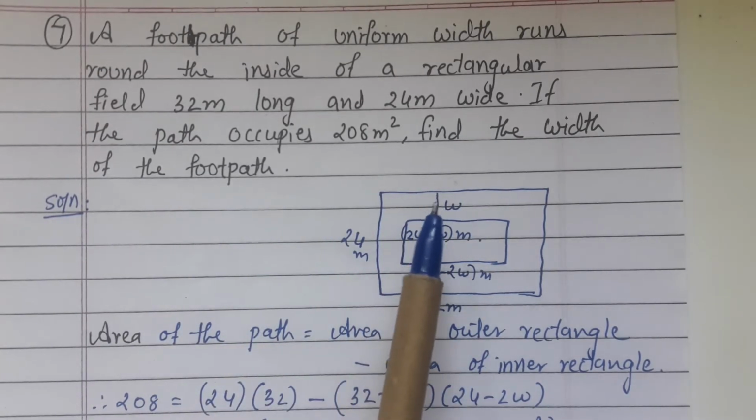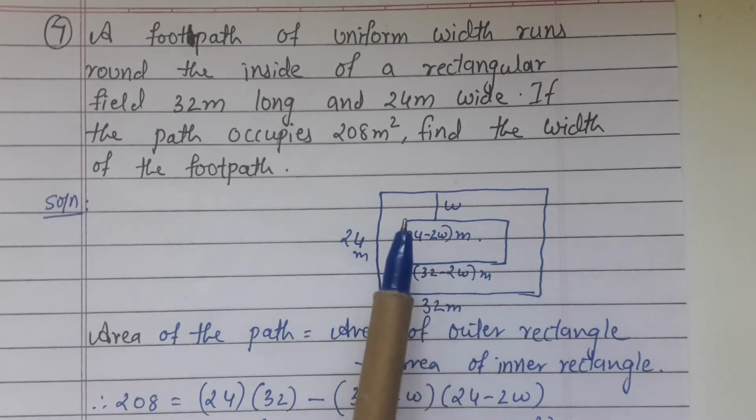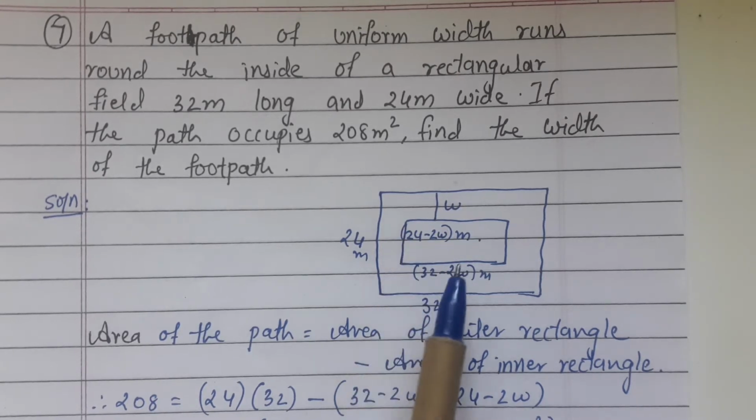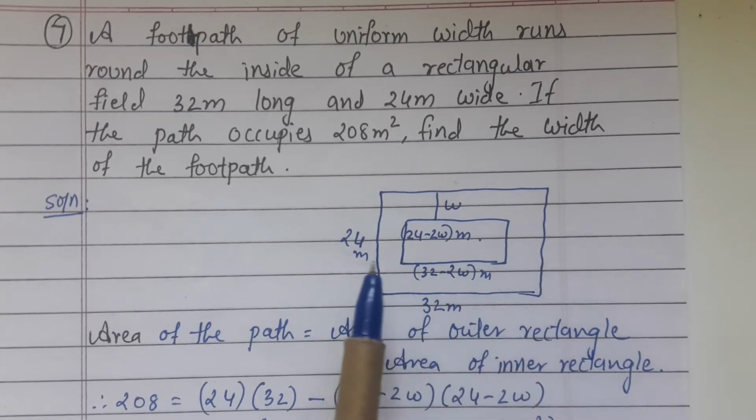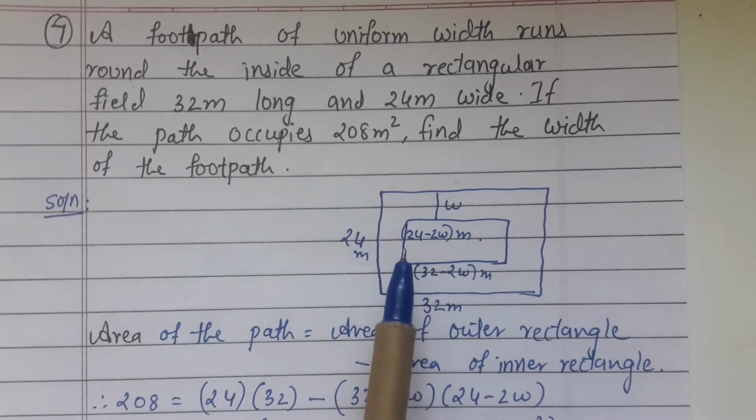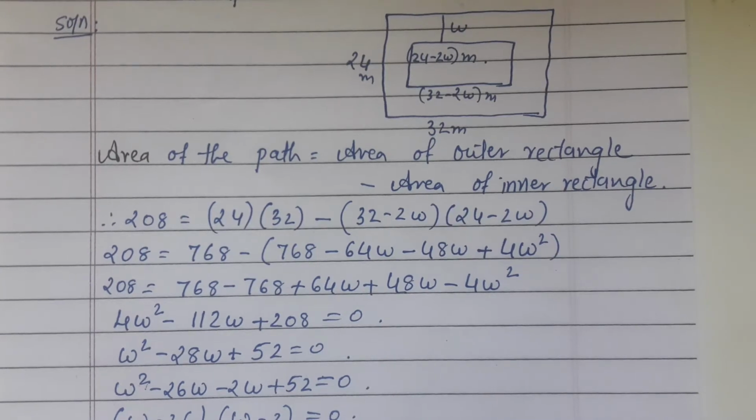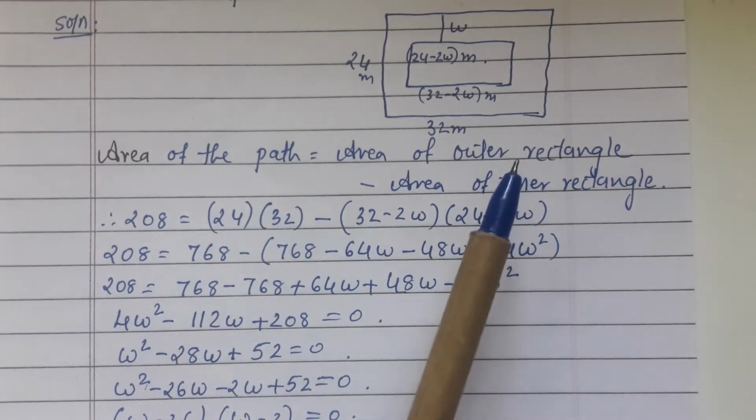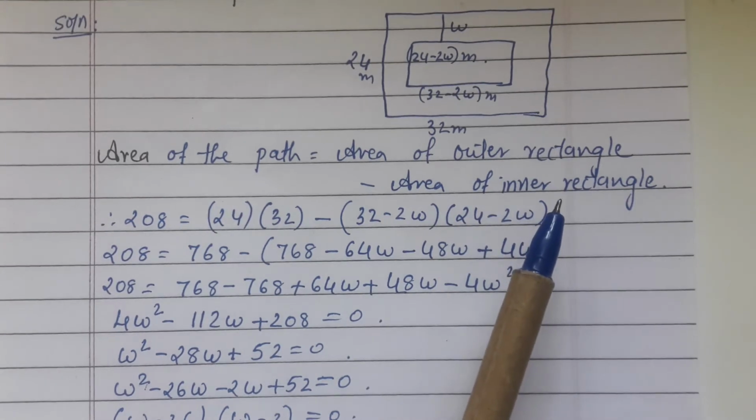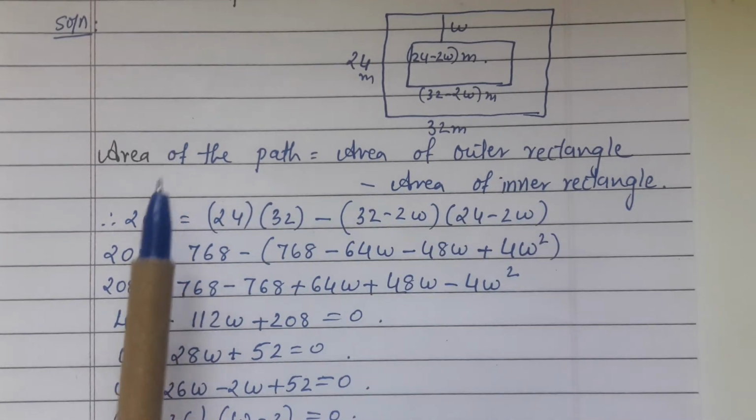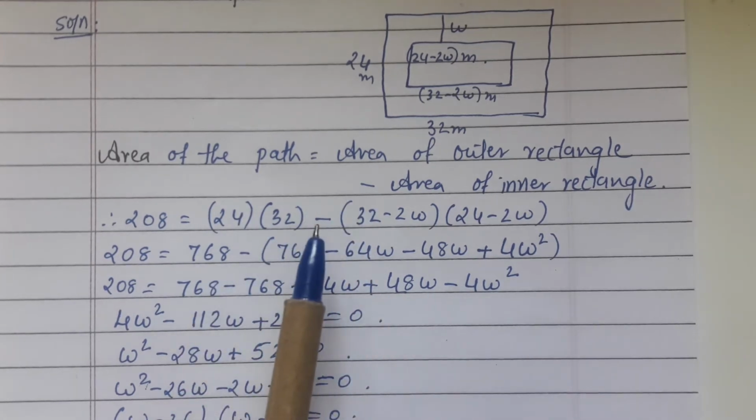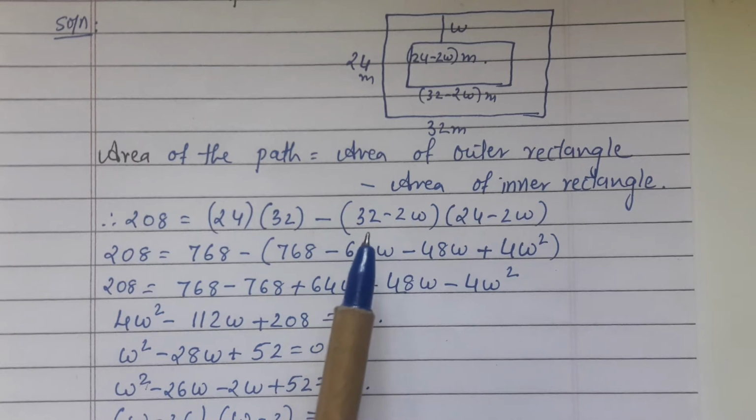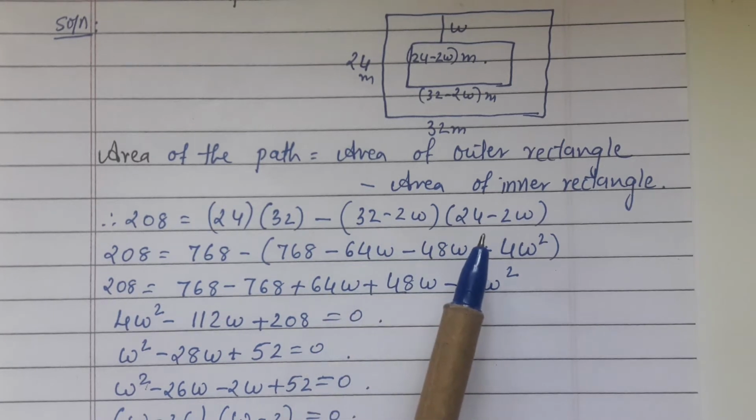Let the width of the footpath be W. Therefore, the length of the inner rectangle will be 32 minus 2W, and the width 24 minus 2W. Area of path equals area of outer rectangle minus area of inner rectangle. Therefore, area of path is 208, outer rectangle 24 into 32 minus inner rectangle (32 minus 2W)(24 minus 2W).